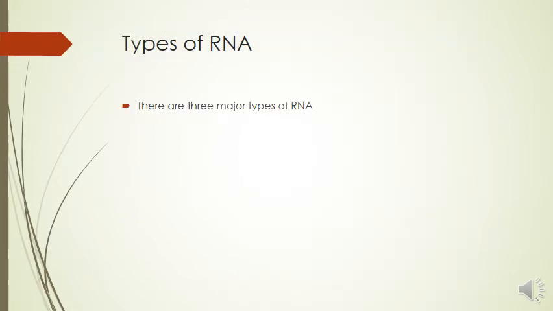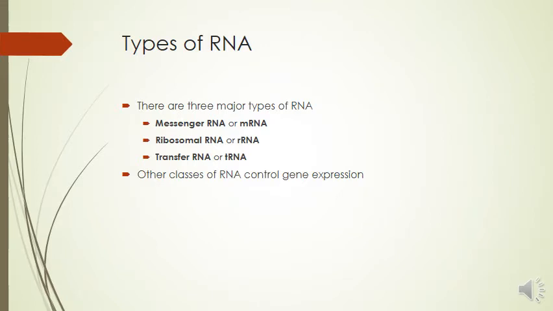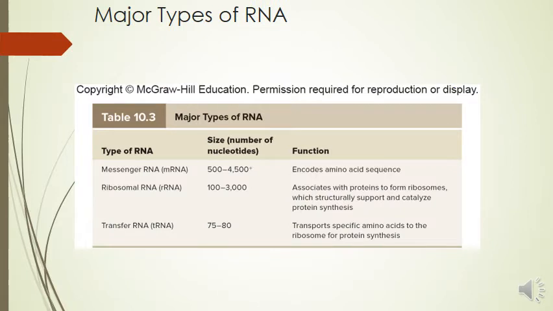There are three major types of RNA: messenger RNA or mRNA, ribosomal RNA or rRNA, and transfer RNA or tRNA, and other classes of RNA control gene expression. Here we have a slide showing you the size and function of the messenger RNA, the ribosomal RNA, and the transfer RNA.